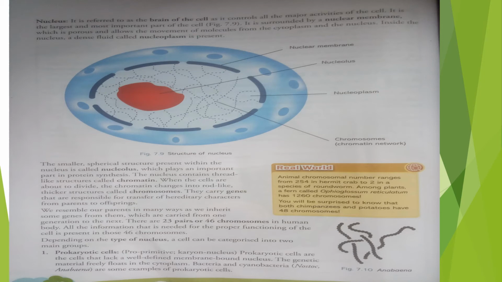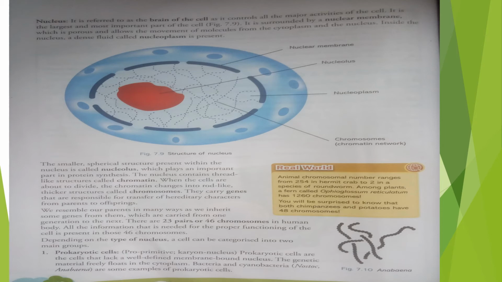The nucleus contains a thread-like structure we call chromatin material. When the cells are about to divide, the chromatin material changes into a rod-like structure we call the chromosome. And chromosomes carry genes that are responsible for the transfer of hereditary characters from parents to offspring. So students, remember, when the cell is about to divide, at that time the chromatin material takes the rod-like structure, and we call it a chromosome.